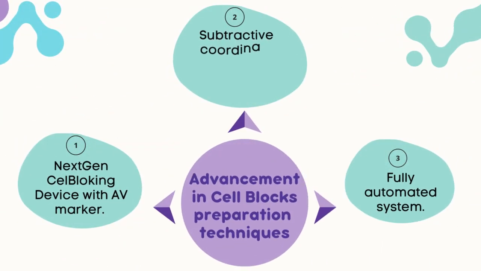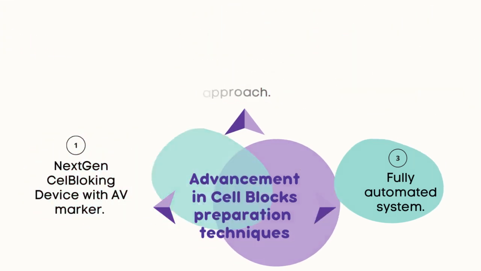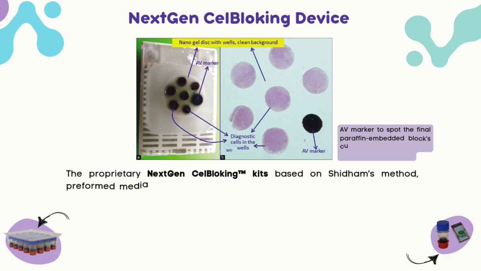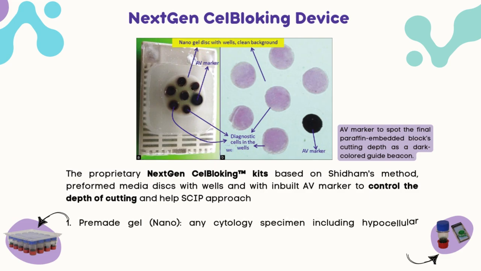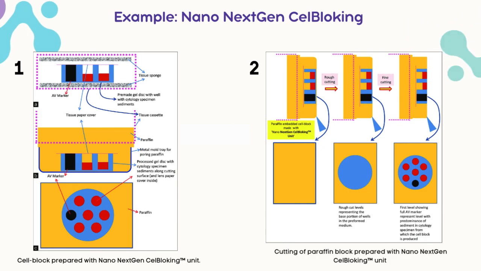Recent advancements in cell block preparation focus on 3 key innovations. The first one is the next-gen cell blocking device, the second one is the subtractive coordinate immunoreactivity pattern (SCIP) approach, and the last one is the fully automated system. Next-gen cell blocking kits are based on the Schiedam method. These proprietary kits utilize preformed media discs with wells and an inbuilt AB marker to control the depth of cutting and help the SCIP approach. They accommodate various specimen types, including hypocellular specimens. Here's an example of how Nano next-gen cell blocking works.